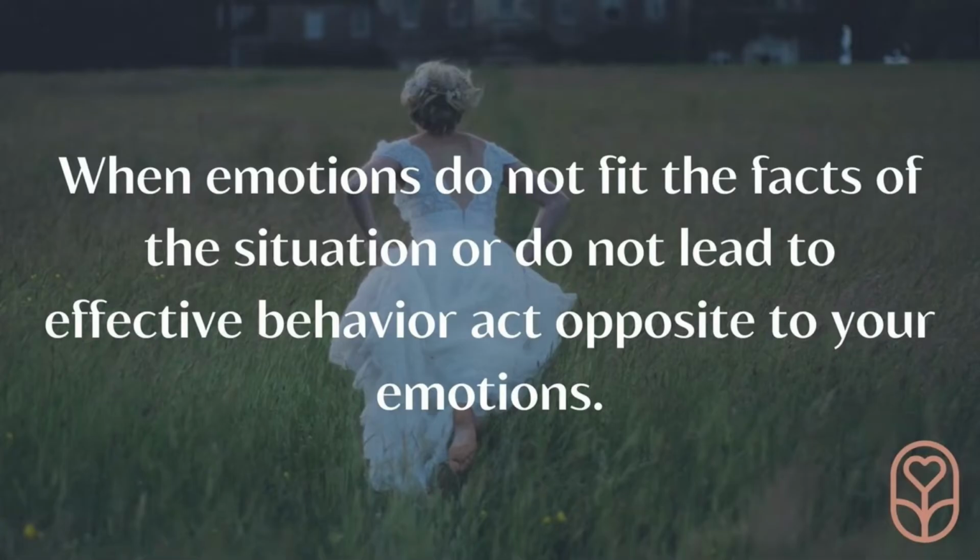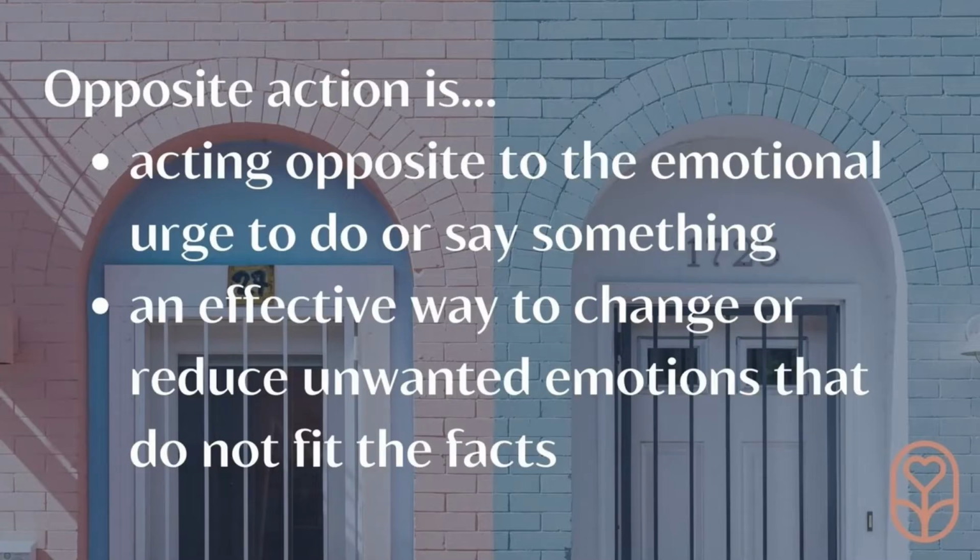When emotions do not fit the facts of the situation or do not lead to effective behavior, acting opposite to these emotions will change the emotions, if it's done repeatedly and all the way. Opposite action is acting opposite to the emotional urge to do or say something. Opposite action is an effective way to change or reduce unwanted emotions when your emotions do not fit the facts.